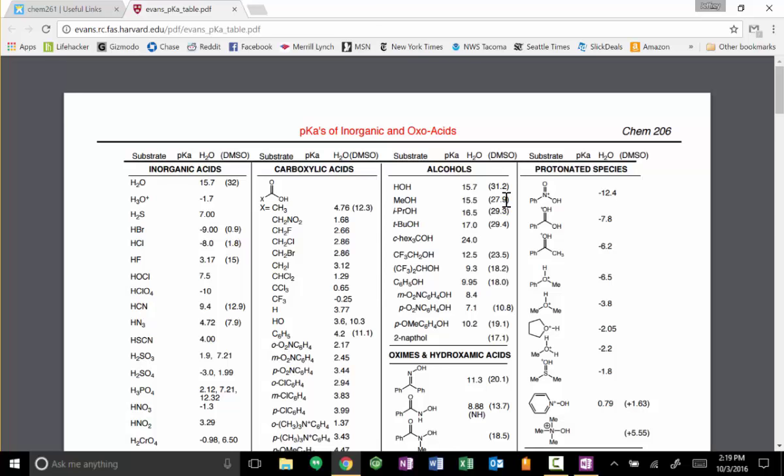This is a really nice table. We'll use it quite a bit in this next chapter, but I think that's where we'll end off today.